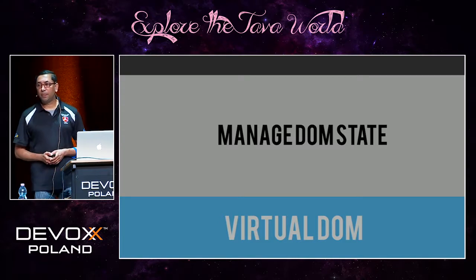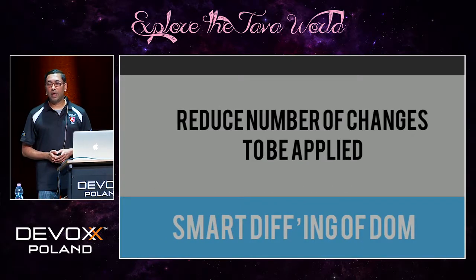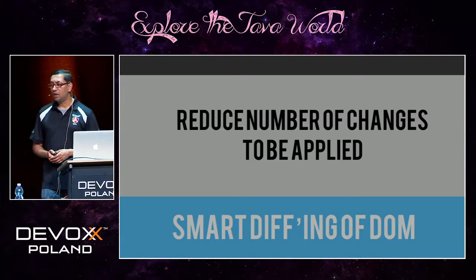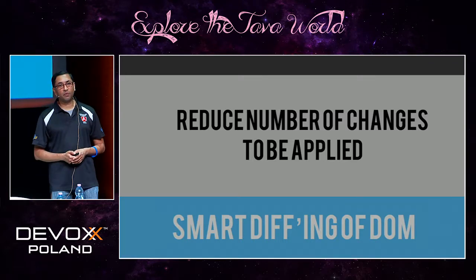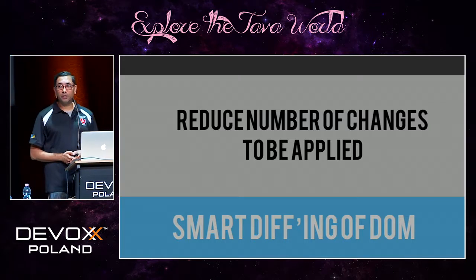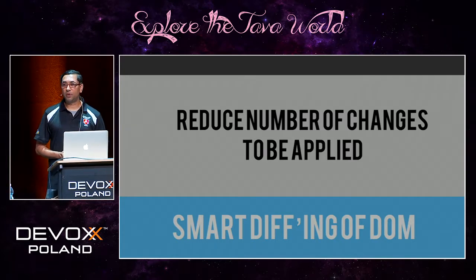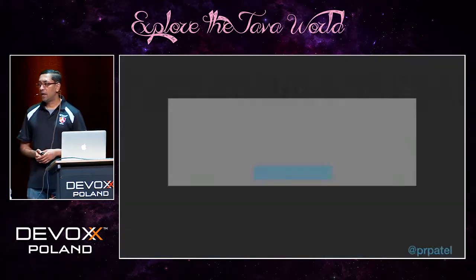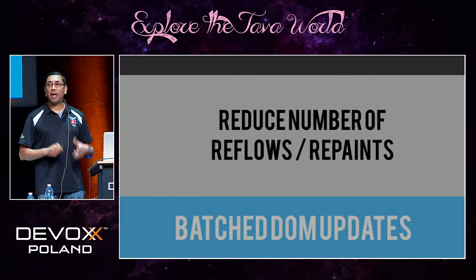The virtual DOM manages the DOM state. When you ask React to make changes, you add React components into the view, or you remove React components from the view, the virtual DOM does smart diffing so that it reduces the number of changes that need to be applied. And again, when you add or remove React components from the view, it also will go and see, can I batch these things together?